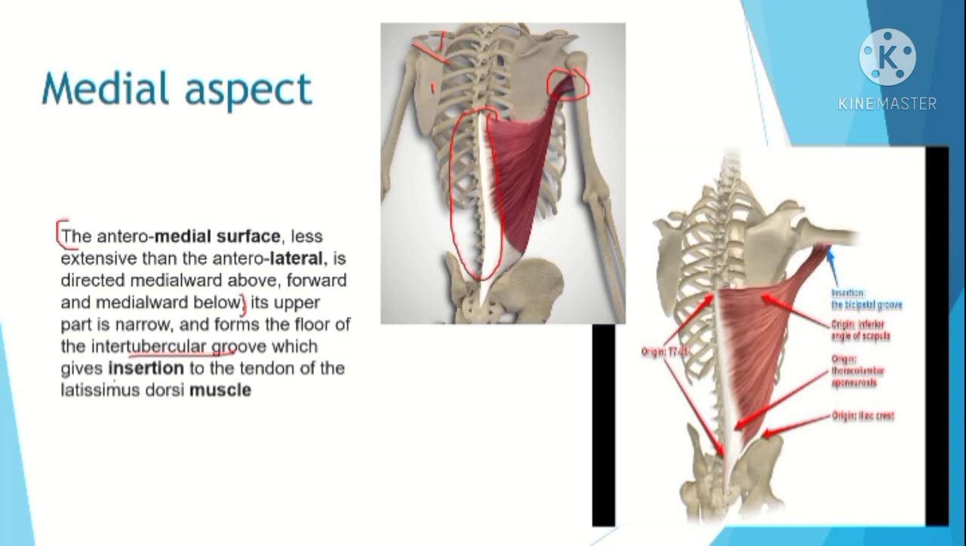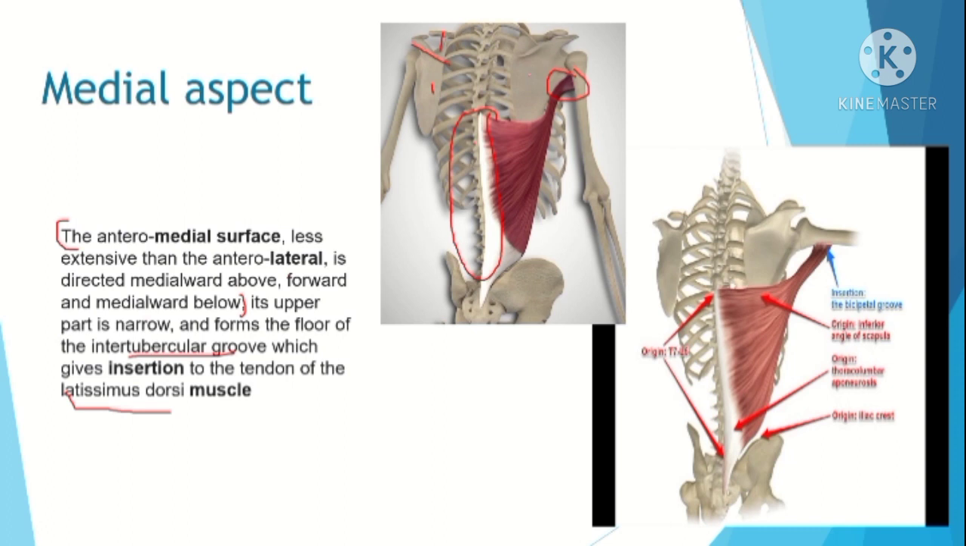So which muscle is this? This is the latissimus dorsi muscle. The latissimus dorsi muscle is attached to the floor of the intertubercular groove. The intertubercular bicipital groove is further divided into three regions: lateral lip, the floor, and the medial lip. Lateral lip, floor, medial lip. So which muscle is attached to the floor?